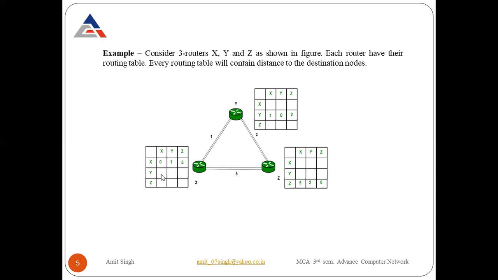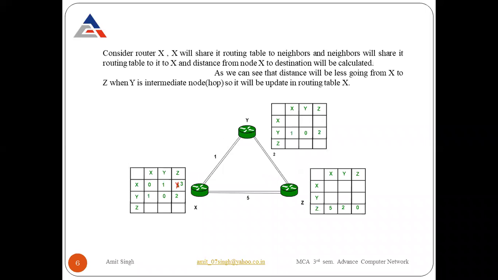Look here. The X table: 0, 1, 5. Y table: 1, 0, 2. Z table: 5, 2, 0. So what it means is that each router has the information of the distance of the other routers. Clear? Now consider this next example.